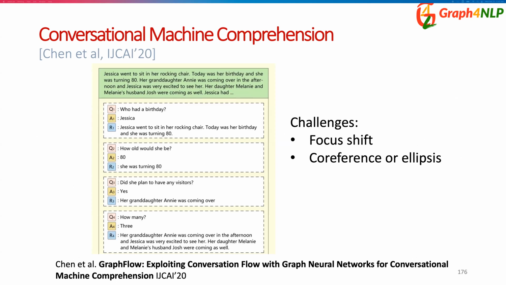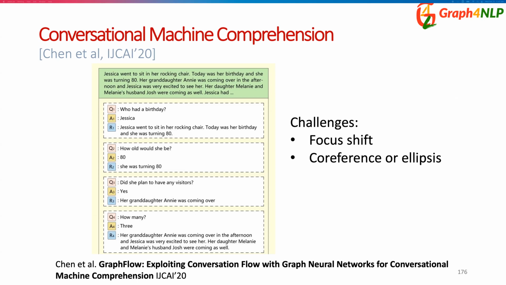So there was a question about the dynamic graph. Here I'm going to introduce one particular kind of task that actually involves dynamic graph. This is conversational machine comprehension. Conversational machine comprehension is to answer a question in a conversational manner: given a passage and previous question-answer pairs, find the actual answer.